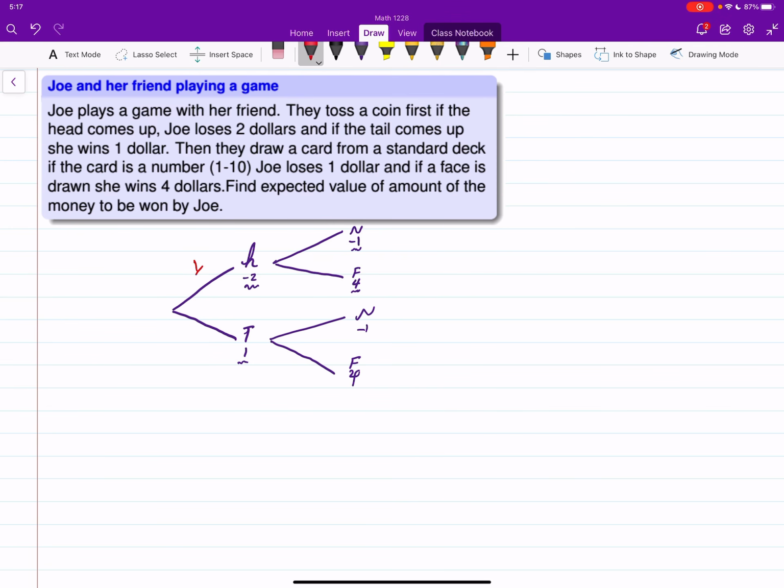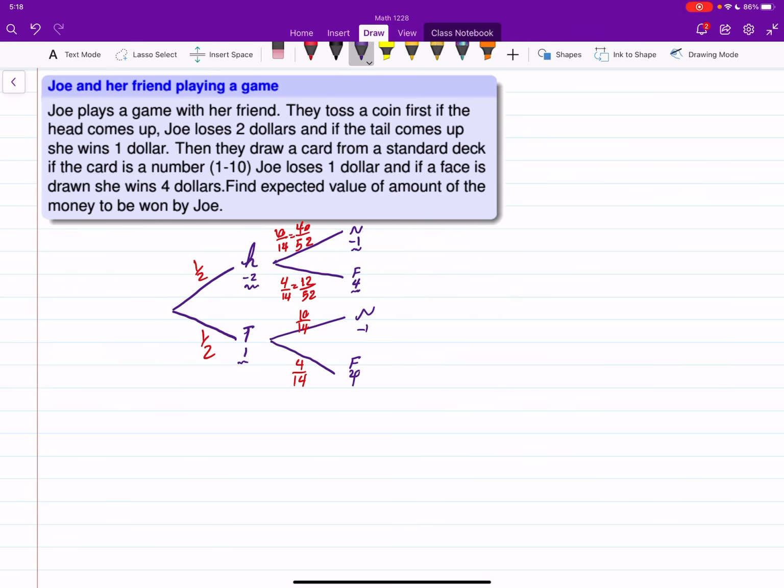We know that the half will get head and tail. There are 10 numbers for each suit. There are 40 over 52 and 12 over 52. Actually, I can simplify this and write 10 over 14, and this will be 4 over 14. And the same thing here, 10 over 14, 4 over 14.